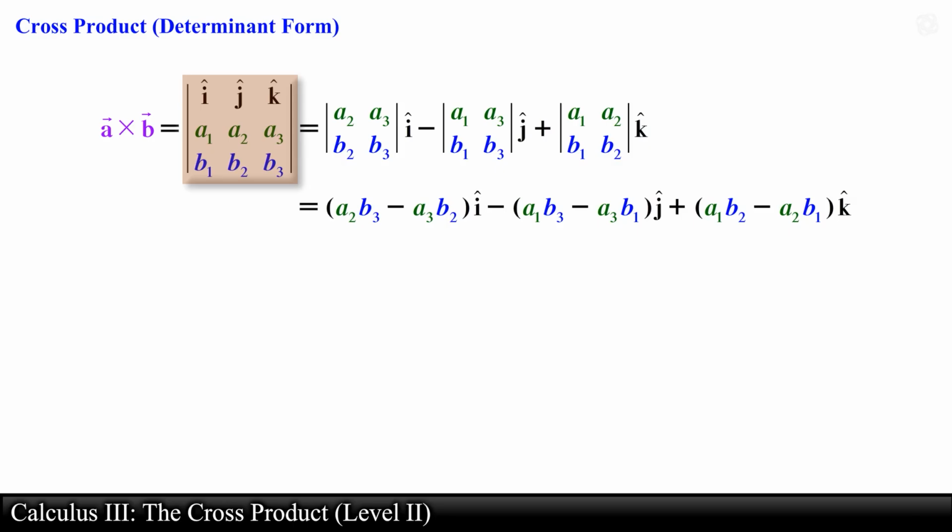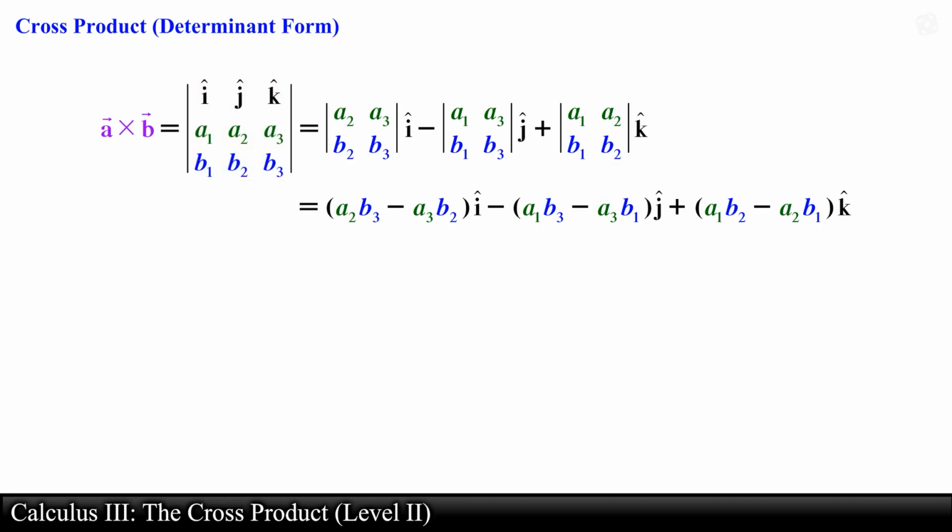Keep in mind that this 3x3 determinant form is used simply as an aid to remember the formula for the cross product. It is technically not a determinant because the entries of the corresponding matrix are not all real numbers, since we have the unit vectors in the first row. This is probably the easiest way of remembering and computing the cross product.